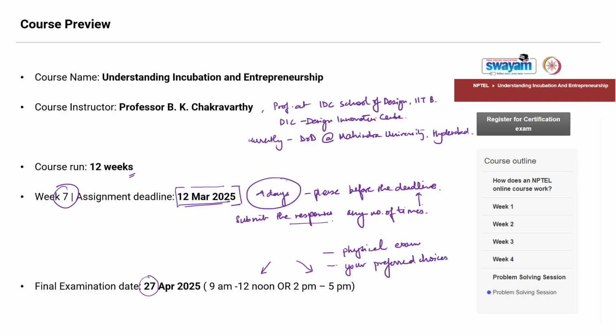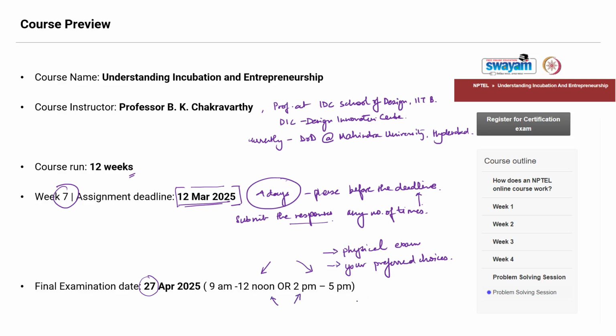So during the registration process, if you have registered, you would have been asked about the preferred venues for the examination, and one of those choices will be met. This is dependent on the number of learners who are enrolling and appearing for the exam in that particular center. So there are various factors, and the pre-lunch, post-lunch slot also depends on that.